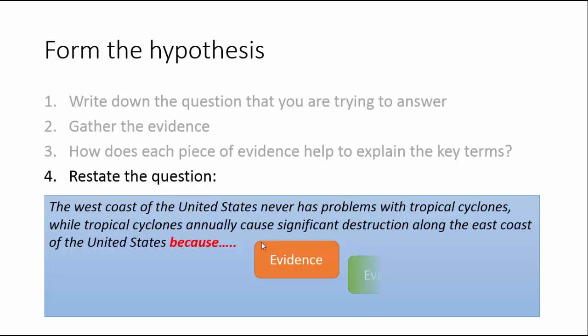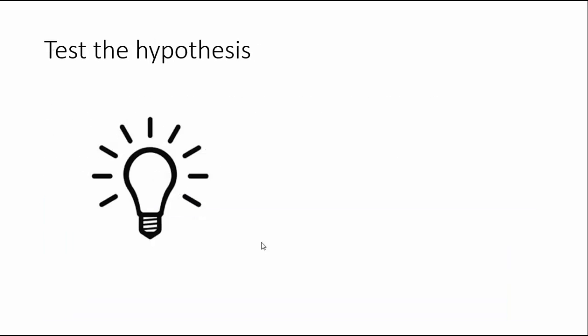Next, we need to support our hypothesis with the evidence we have gathered. To have a well-supported hypothesis, you will need to have several pieces of evidence based on your observations of the data. Scientists test their hypotheses by applying them to a new situation.